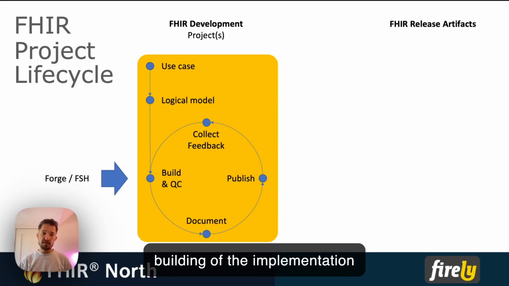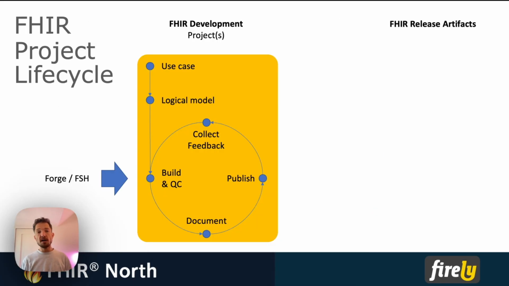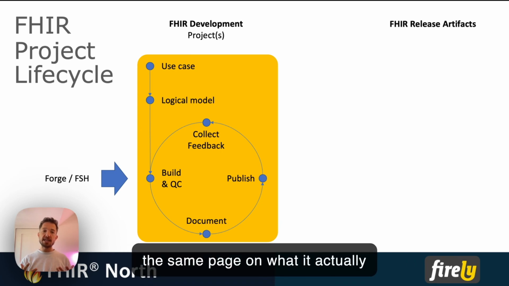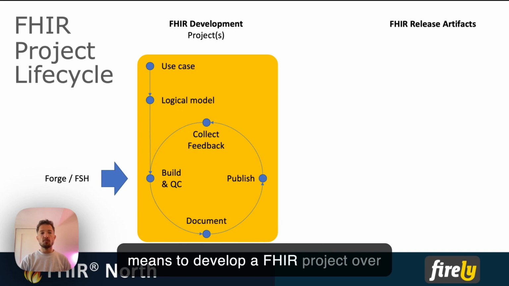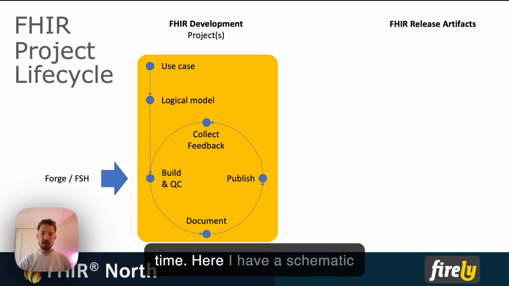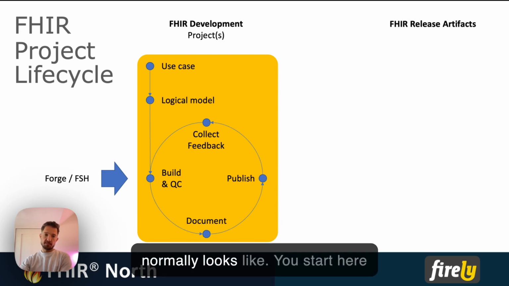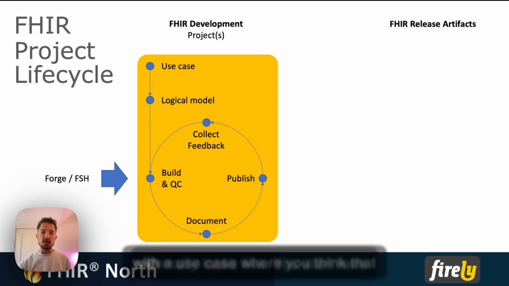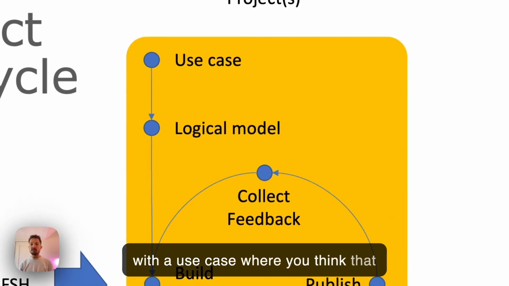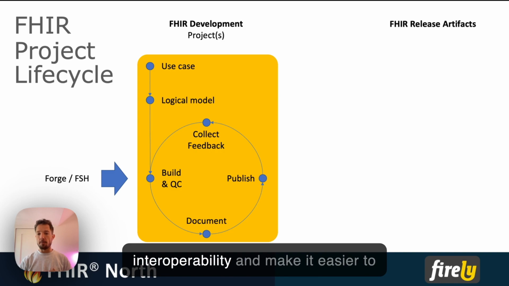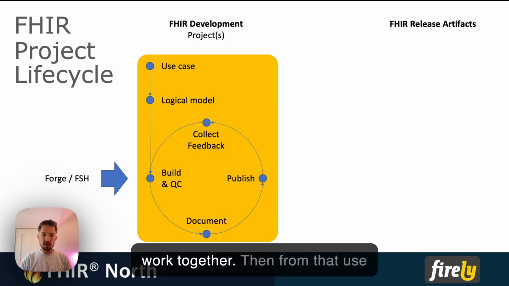So before we dive into the actual building of the implementation guide, I just want to make sure we're all on the same page on what it actually means to develop a FHIR project over time. So here I have a schematic overview of what a FHIR project normally looks like. You start here with a use case where you think that FHIR may help over time to bring interoperability and make it easier to work together.